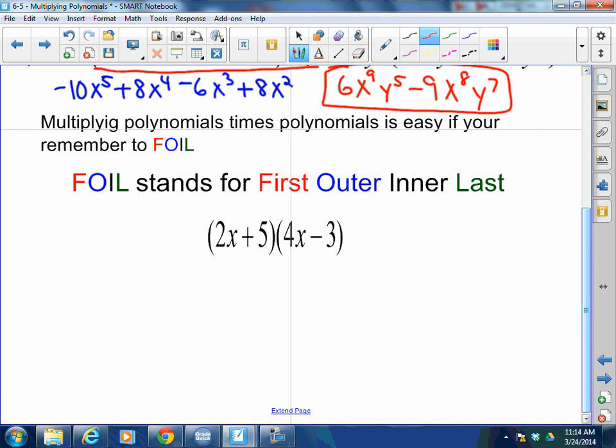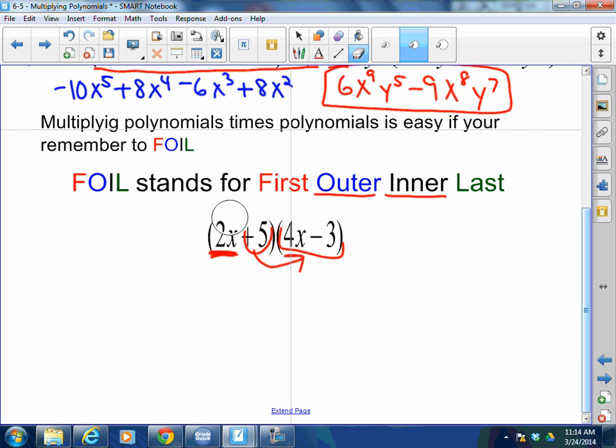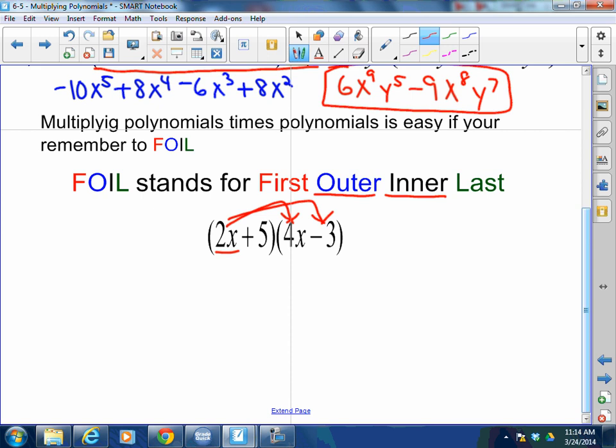FOIL stands for first term gets multiplied to everything in the outer regions. Then the inner term, which is 5, gets multiplied last to everything in the outer regions. You don't have to remember FOIL, you just got to remember this. This first term gets multiplied to everything. So it's 2x times 4x, 8x squared. Then 2x times negative 3, negative 6x. Now, you're done with that one.